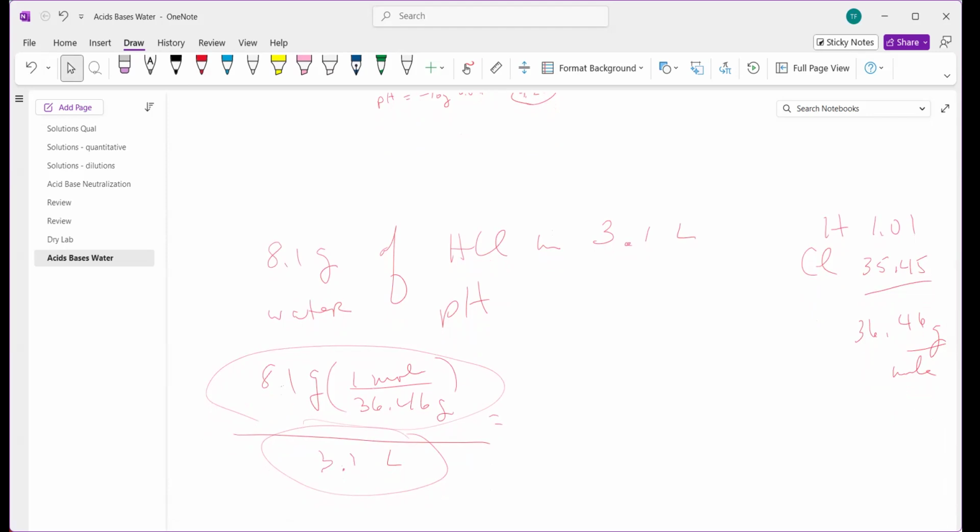And how many sig figs is this? 4. 0.072 moles per liter. Okay, now to form pH, that's going to be the negative log.